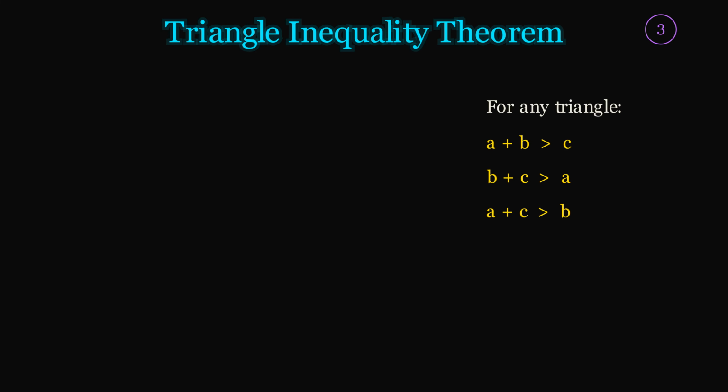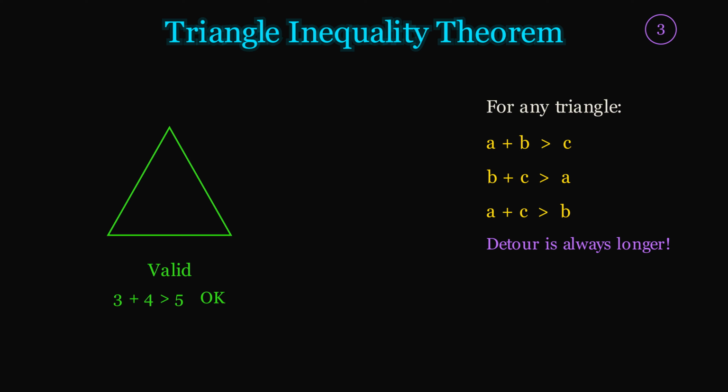Theorem 3, triangle inequality. For any triangle, the sum of any two sides must be greater than the third. Think of it like a detour. Going A to B to C is always longer than straight A to C. Watch what happens when we break the rule.